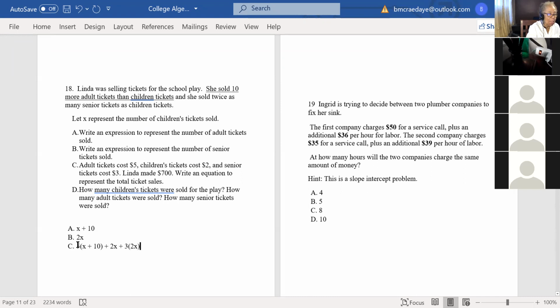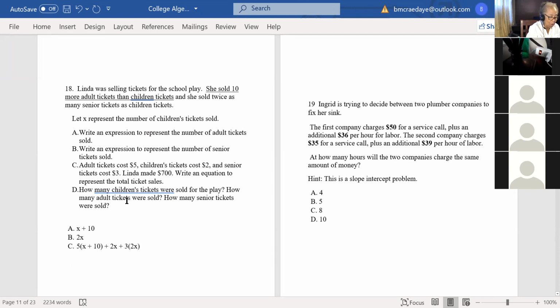C, we put it all together with the cost. The adult tickets cost $5. X plus 10 represents the number of adult tickets. X is the number of children's tickets. The children tickets cost $2. That's 2X. And then the senior tickets cost $3. And the senior tickets we answered in B. So that's 3 times 2X. All right. Now, homework. I want you to get the answers for D.